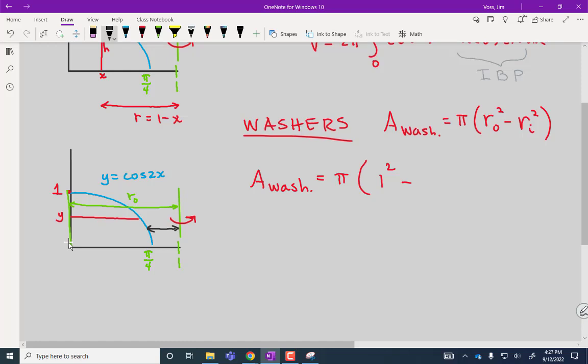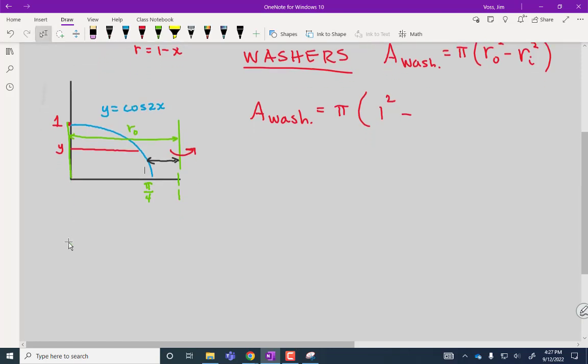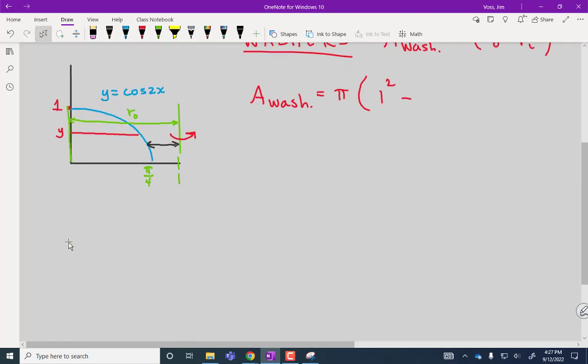The left x is from this function, the blue function. But it's not written as an x value. It's written as a y value. It's written as a height, not a horizontal. It's written as a vertical, not a horizontal. So we have to take that and inverse cosine of both sides. So inverse cosine of both sides will give us that. And then solve for x. We're going to divide by 2. And that is going to be this curve right there, written as an x value. So now we can do right x minus left x. So the right x is 1, and the left x is that thing.